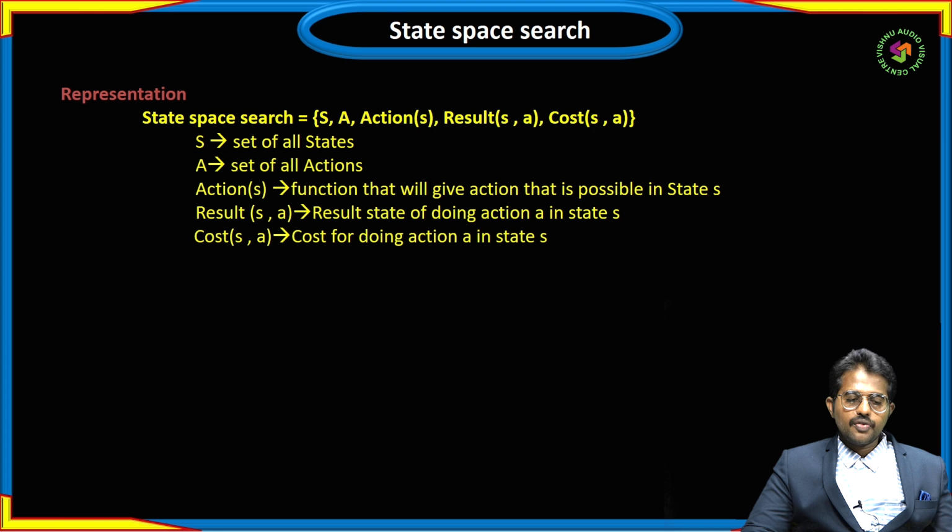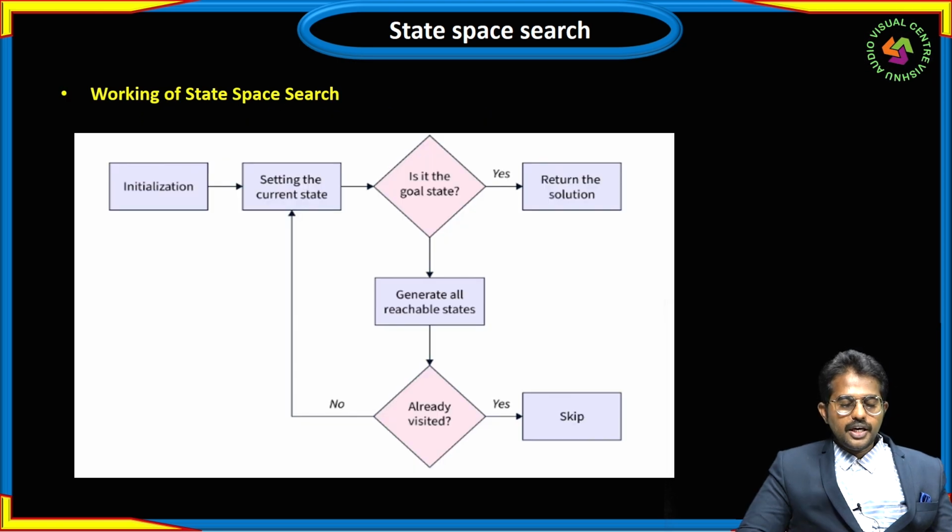Next one is the cost of s comma a. For doing an action a on state s, whatever cost it takes will be the output for the cost of s comma a. Here we can see the working of state space search.